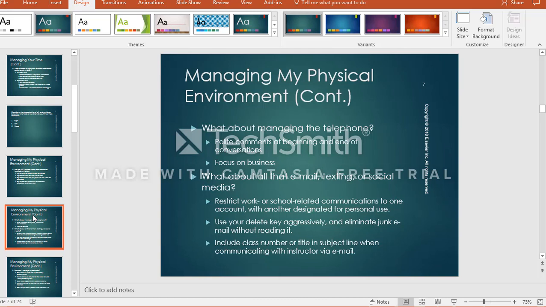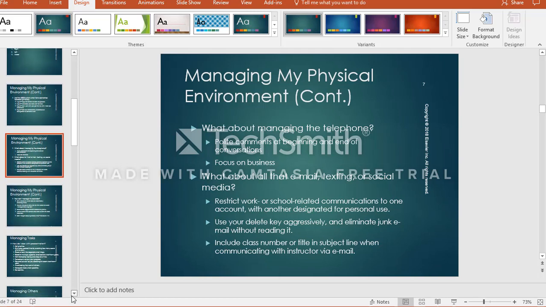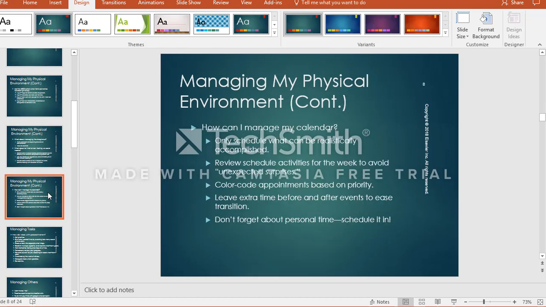So managing my physical environment, so managing the phone systems, focusing on business, being polite, kind of beginning and ending your conversations politely, and all the email, texting, and social media. So restrict work or school-related communications to one account. Use your delete key aggressively. That's fun. Get rid of all the junk email that you don't need. Make sure you include class number or title and subject lines when you're communicating, so that way you know right off the bat what you're going to be removing and deleting or keeping or whatever that you might need.